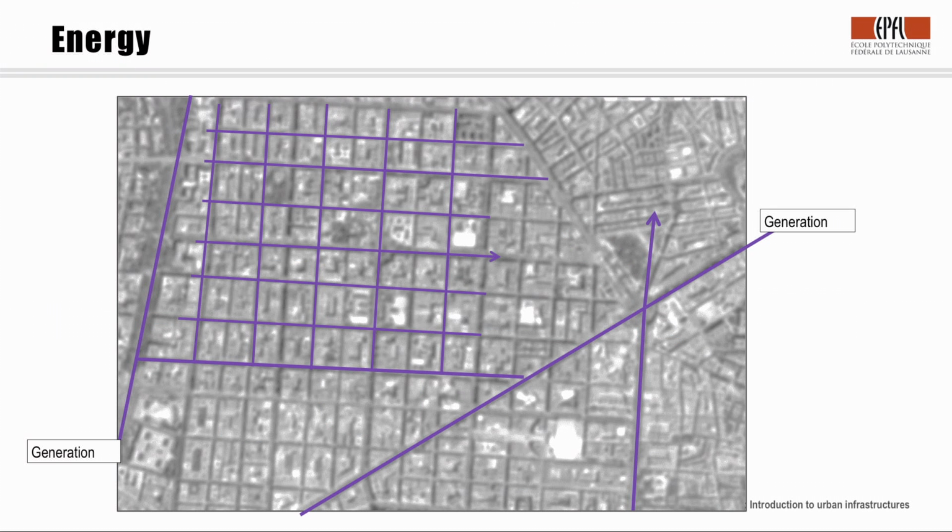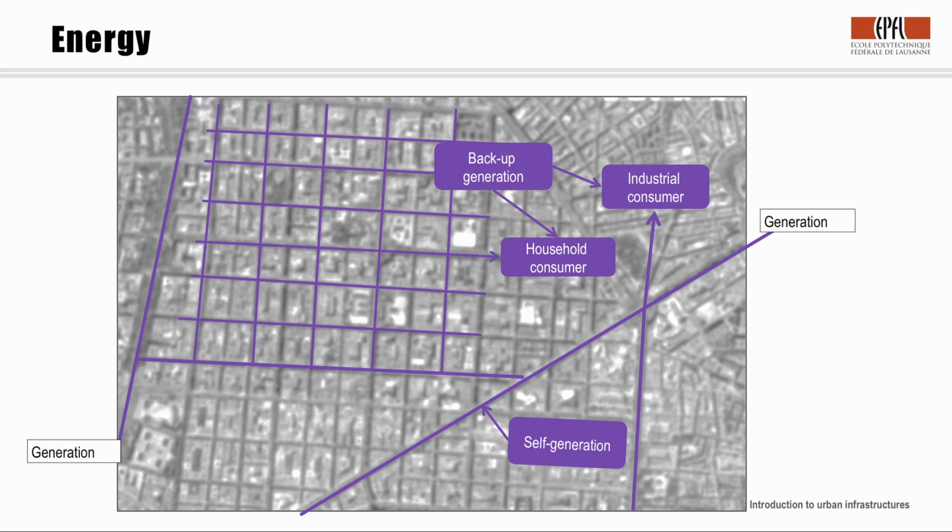Energy infrastructures are basically electricity cable, gas tubes, which come into the city from outside of the city. The energy, the electricity, or the gas is produced far away and is then transported into the city. Now, there are two types of consumers of these energies. Typically there are household consumers and industrial consumers, factories that buy a big amount of electricity or gas.